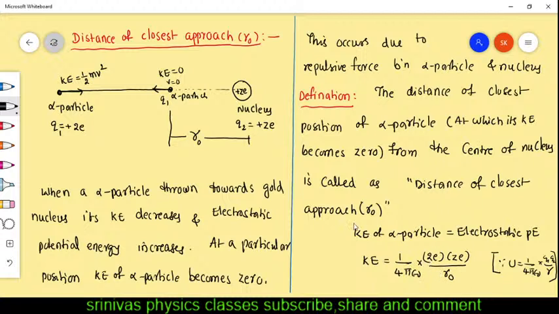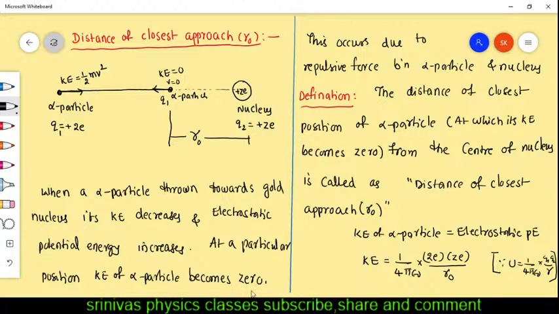1 by 4 pi epsilon naught, Q1 is the alpha particle charge 2E, Q2 is the nucleus charge ZE. With R square, the force will come. For potential energy, only R will come. From this, I want the R naught formula. Then what will you get as the R naught formula?